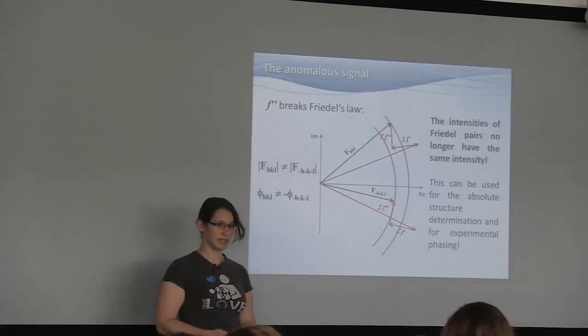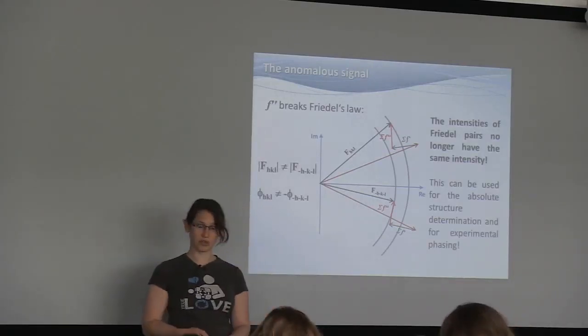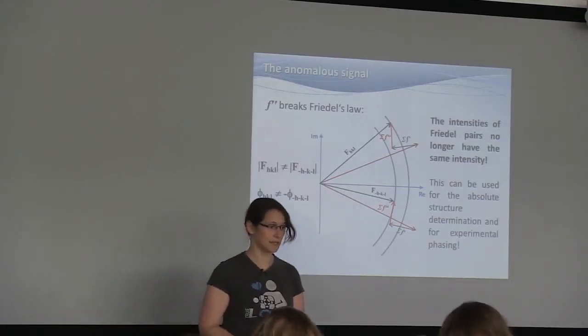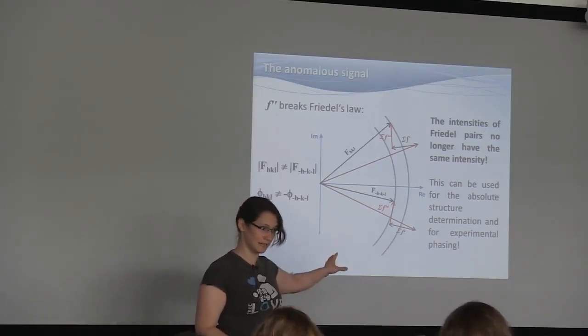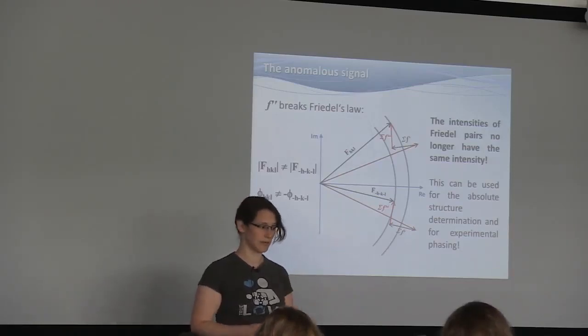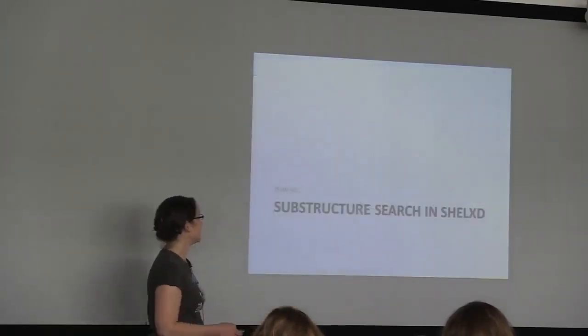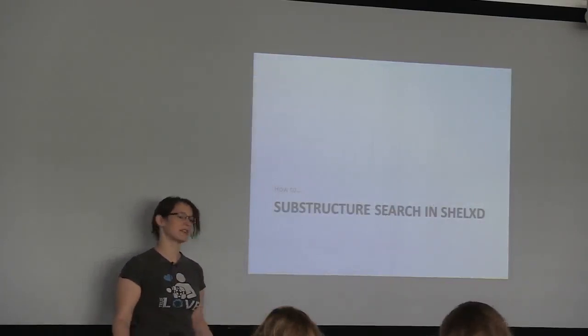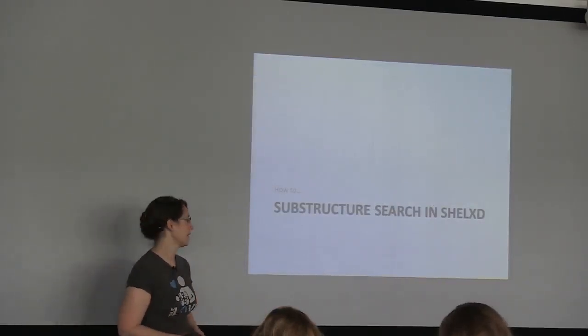And we can exploit this for phasing to determine the positions of these elements that give us this effect, and then from the substructure to expand to the phases of all of the structure. At least we hope so. So how do we find the substructure exploiting this effect?